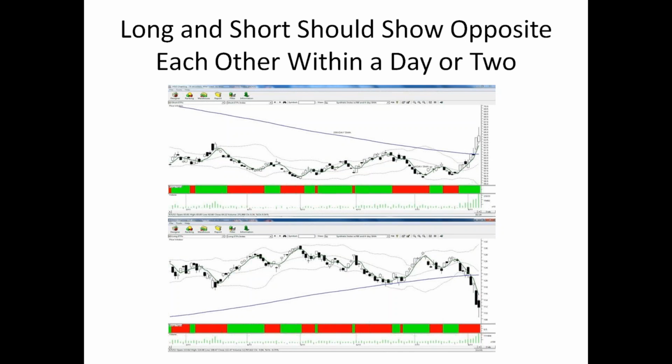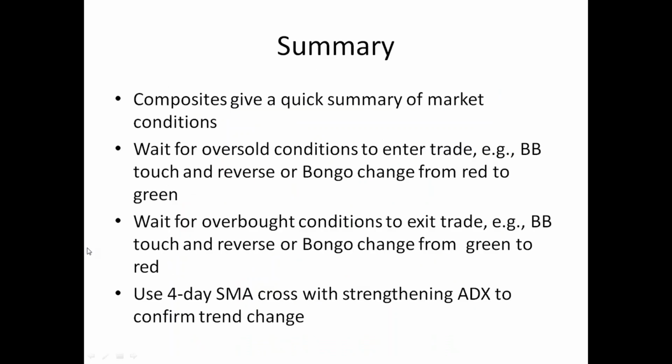So let's do a brief summary. I'll answer questions and then we'll go to live charts. The composites give you a quick visual summary of market conditions. You're looking at the 7 major index ETFs for large cap, mid cap, small cap, and international. And note, this is just equities. We're not doing a lot of bonds. You don't see TLT or TBT or anything like that.